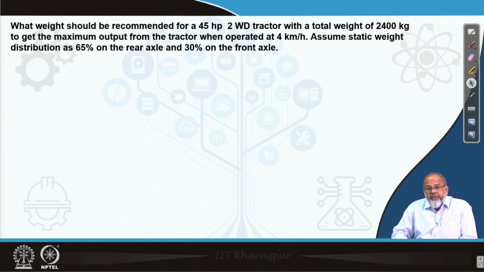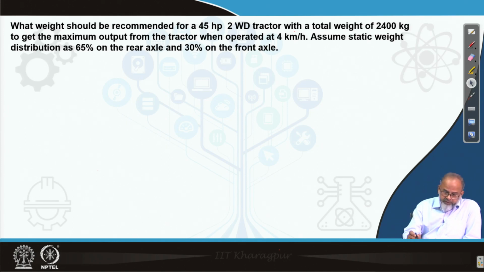What weight should be recommended for a 45 HP two-wheel drive tractor with a total weight of 2400 kg to get the maximum output from the tractor when it is operated at 4 km per hour? Assume static weight distribution as 65% on the rear axle and 35% on the front axle. So how do you recommend this?